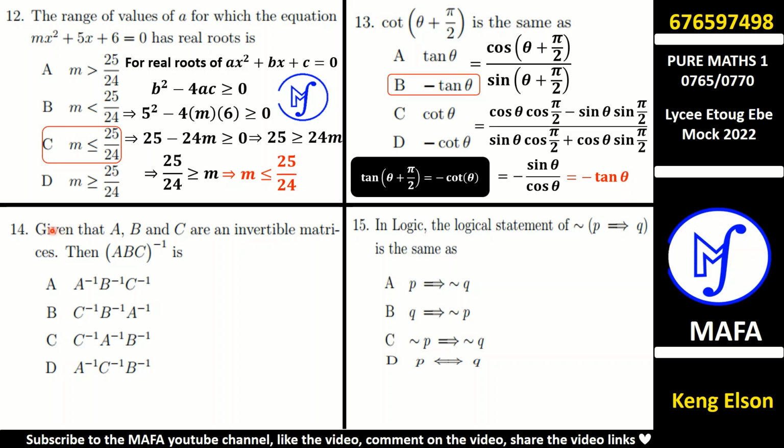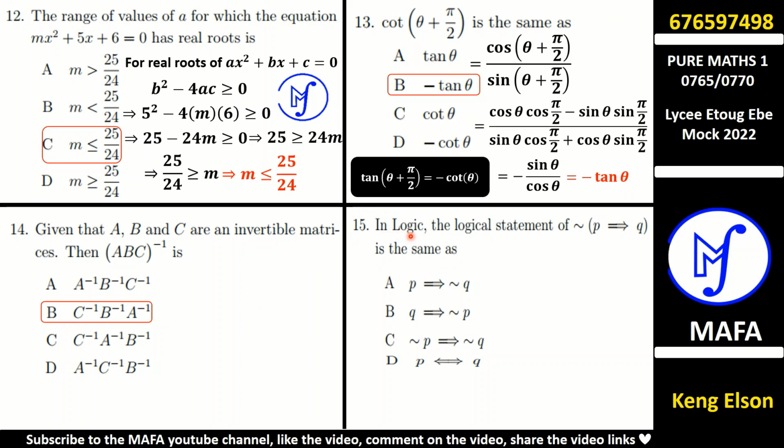Alright, question 14. Given that A, B, and C are invertible matrices, then the inverse of ABC is. Now how do we find the inverse of a product? We begin the multiplication from the extreme right. So it means for the inverse of ABC, we begin with C inverse, then we go to B inverse, then we go to A inverse. So C inverse, B inverse, A inverse. Option B is correct.